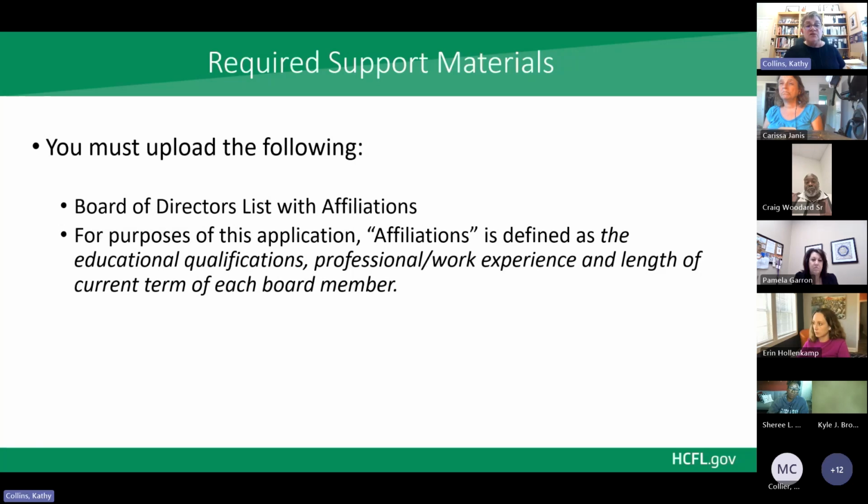Now, under the required support materials, which is toward the end of the application, the only required support material, other than the 990, 990-EZ or the postcard and the IRS determination letter at the beginning, is a list of your board of directors. And we would like you to include affiliation information. For purposes of this particular application, we have defined that as the educational qualifications, the professional or work experience, and the current term of each board member. We want to know who's on the board and what kind of experience they have to help guide the organization.